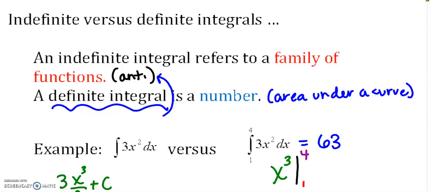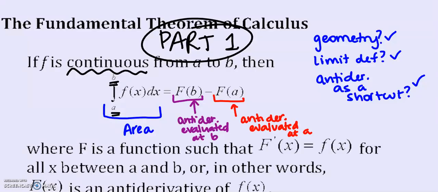Okay, so last time, the fundamental theorem of calculus. The area under a curve, the signed area, so it takes into account positives and negatives, can be found using geometry, using the limit definition of the integral, or with our newfound awesome shortcut. First take the antiderivative, then evaluate at b, big area, minus evaluating at a, little area.